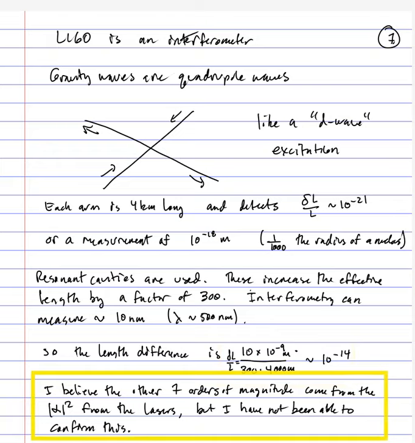I believe the other 7 orders of magnitude are coming from the alpha squared from the lasers, but I have not been able to confirm this. But clearly they work with these very high power lasers, and the alpha squared has to be coming into the sensitivity, and I believe that that's where the extra 7 orders of magnitude are coming in to give this ultra high precision of 10 to the minus 21.